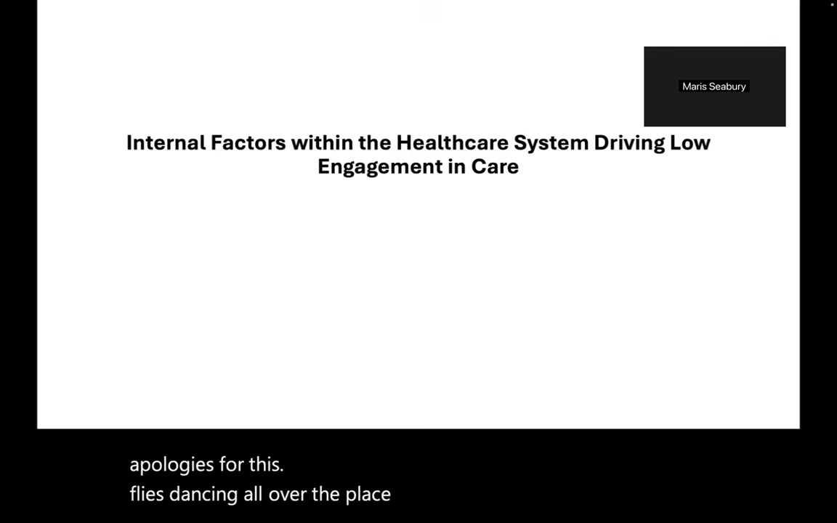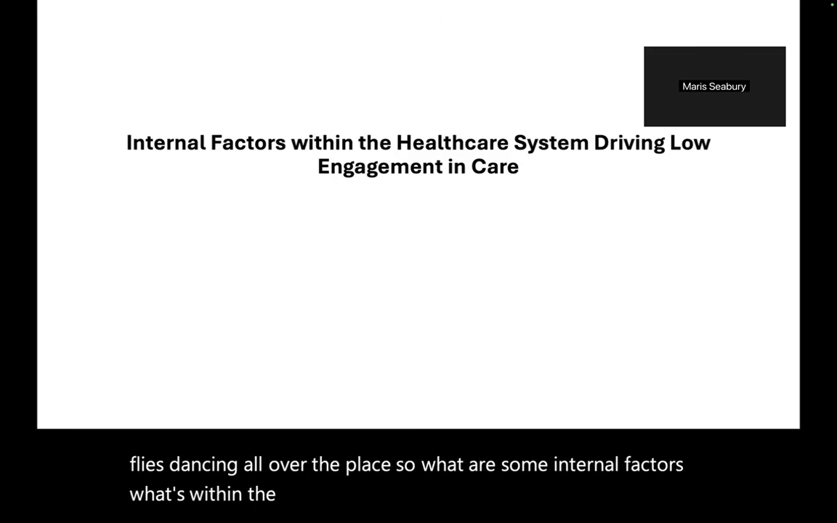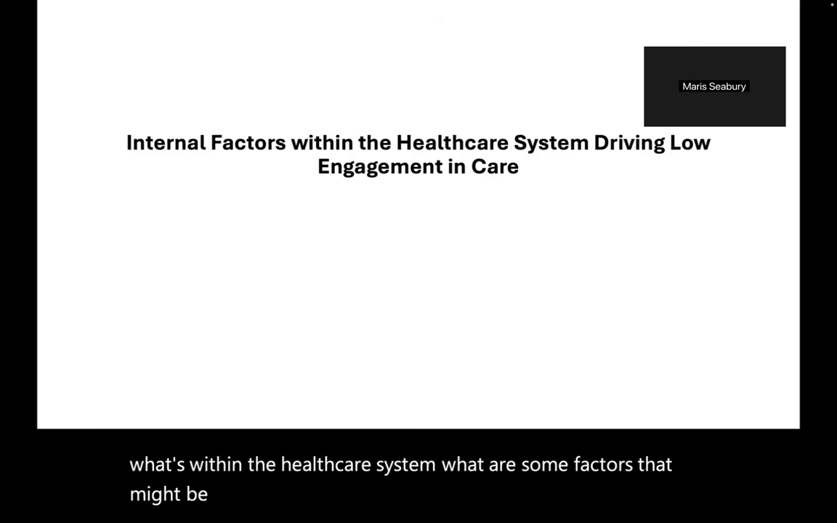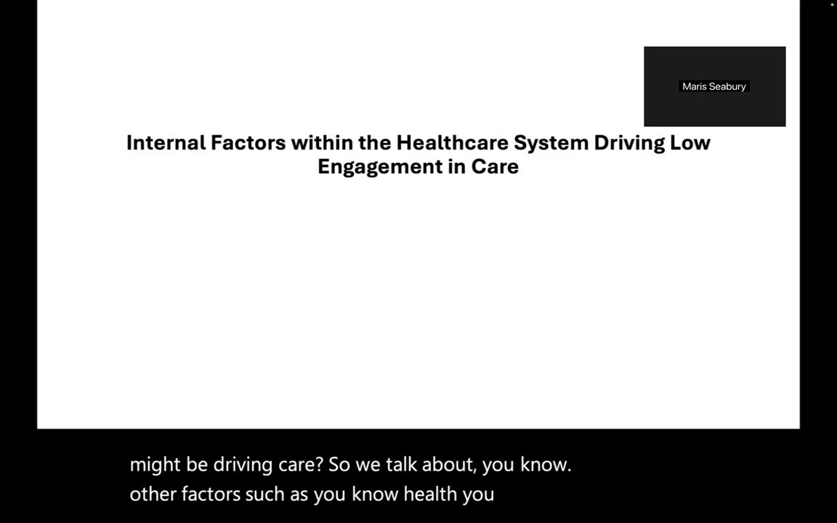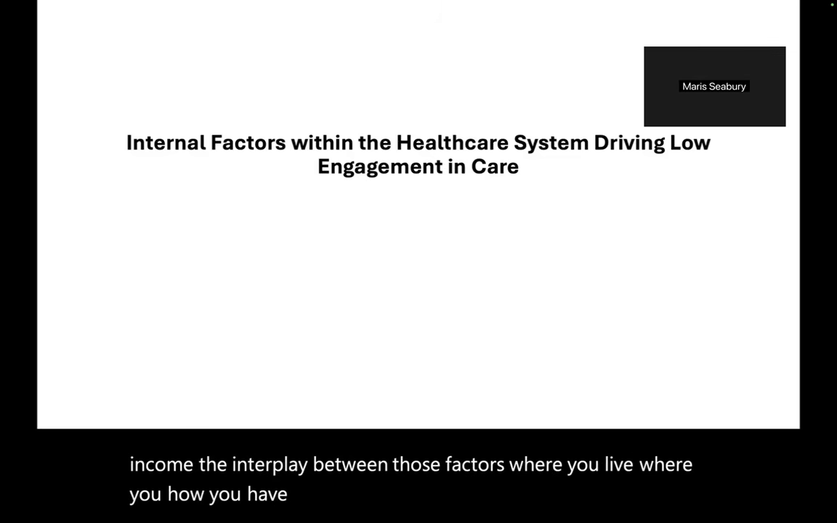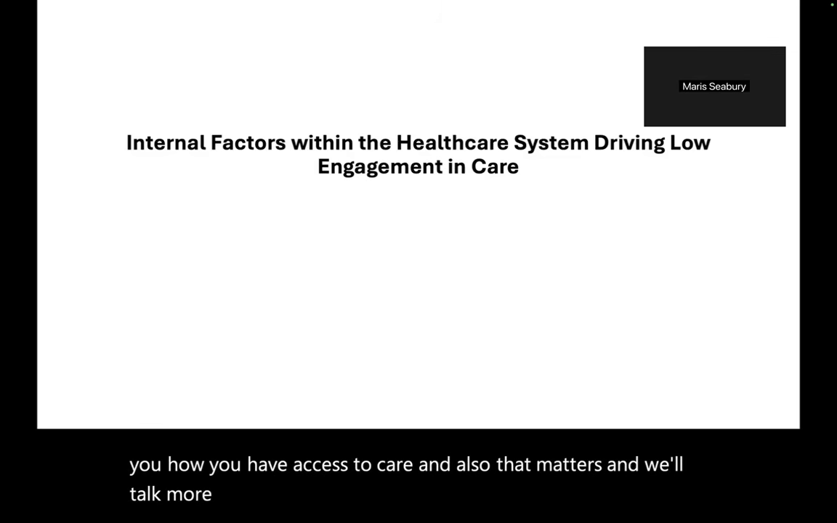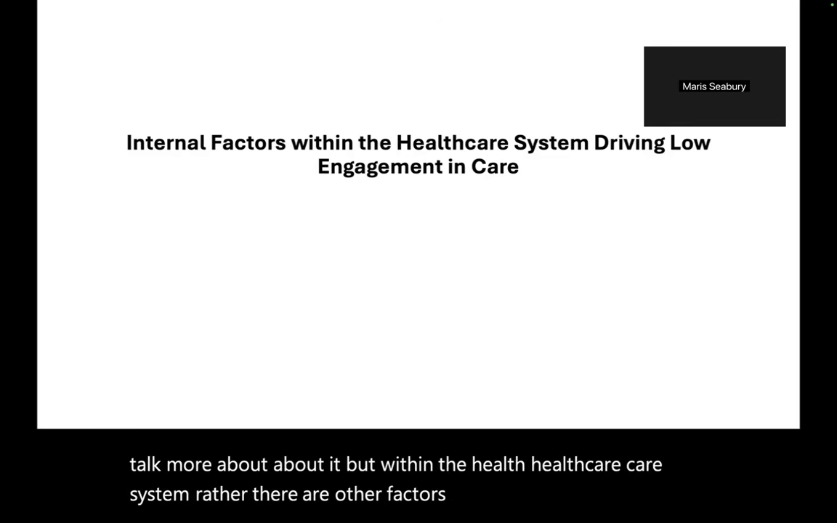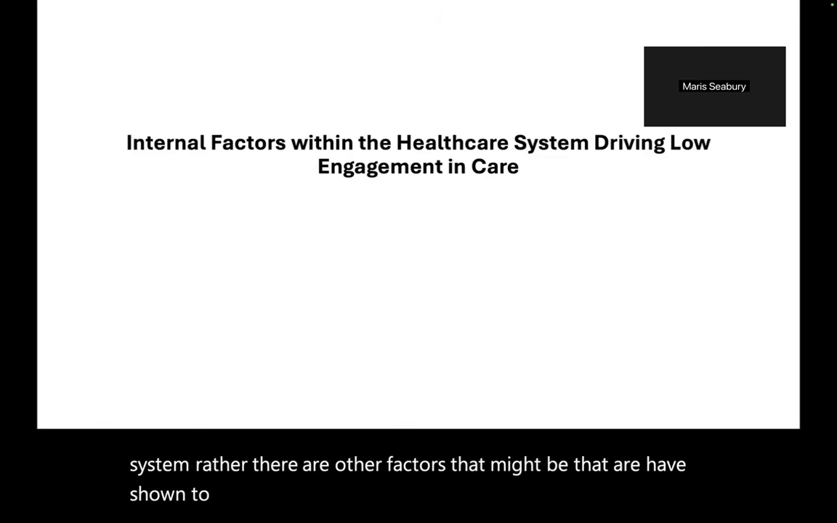So what are some internal factors? Within the healthcare system, what are some factors that might be driving care? So we talk about other factors such as education, income, the interplay between those factors, where you live, how you have access to care, and that also matters, and we'll talk more about it. But within the healthcare system, there are other factors that have been shown to be associated with lack of engagement in care among certain populations.